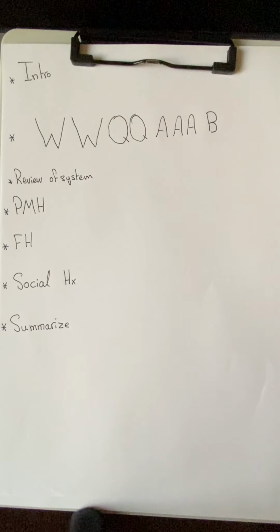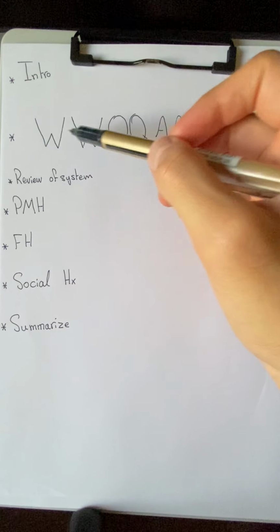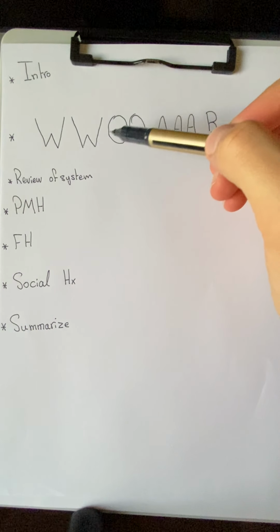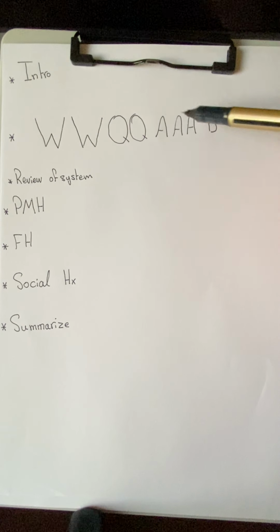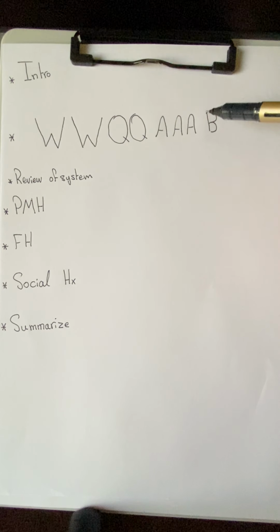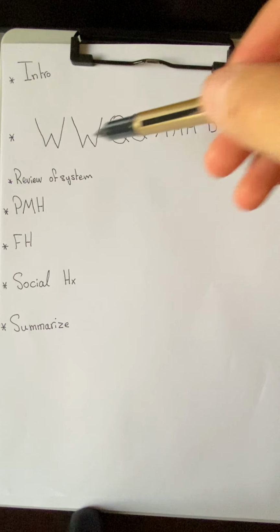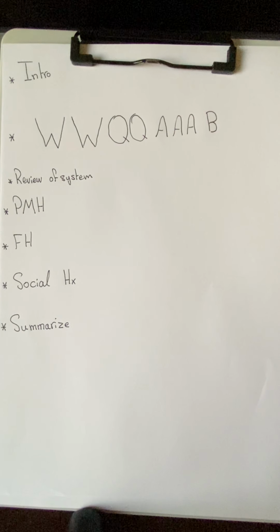So the first thing you will ask is when, and then where, and then the quality, and then the quantity, aggravating, alleviating, associated symptoms, and belief. So those things will almost cover all the questions that you have to ask about the presenting complaint. If it was, for example, syncope or shortness of breath, you might have to use another method. But this method is very useful if the presenting complaint was pain.